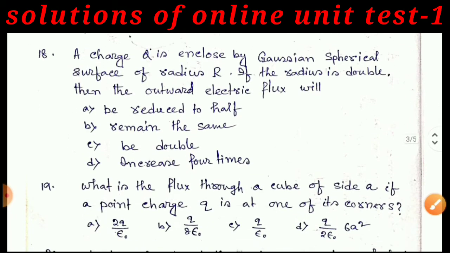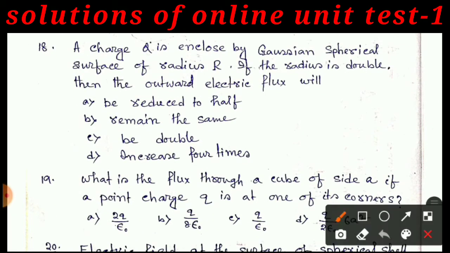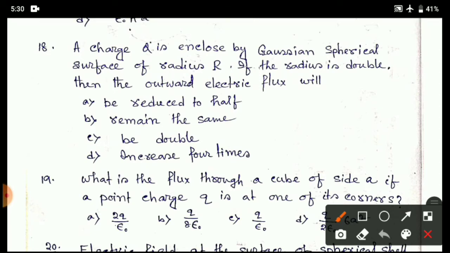Question number 18. A charge q is enclosed by a Gaussian spherical surface of radius r. If the radius is doubled, then the outward electric flux will remain the same. Option B, remain same, because flux through a Gaussian surface is independent of the size and shape. So whatever be the radius, its flux does not change.